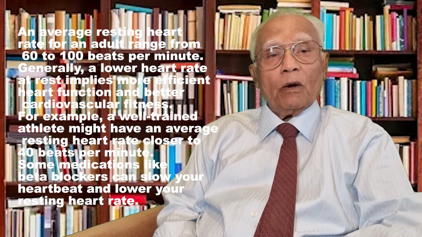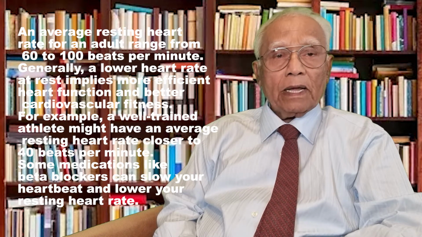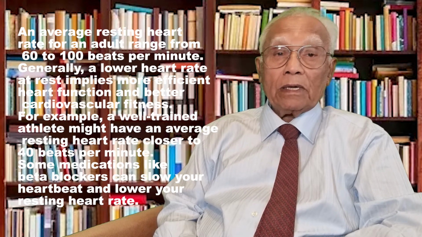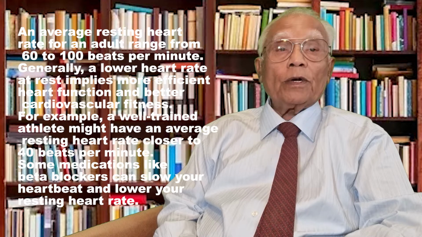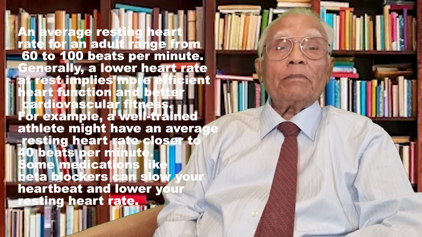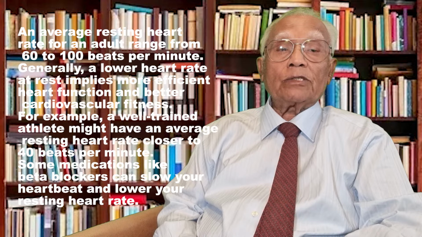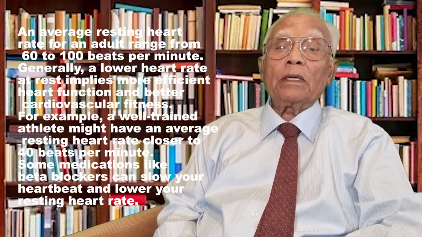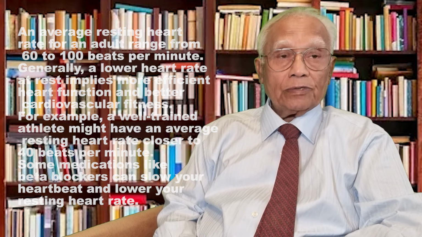For example, a well-trained athlete might have an average resting heart rate closer to 40 beats per minute. Some medications like beta blockers can slow your heartbeat and your resting heart rate. Now, how to check it?